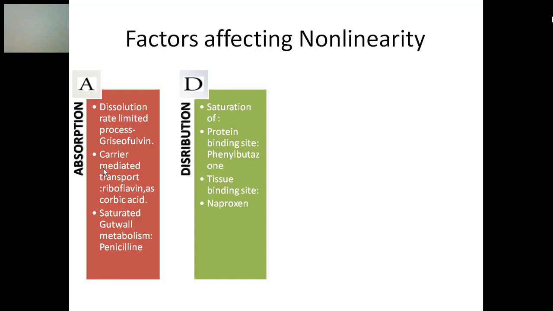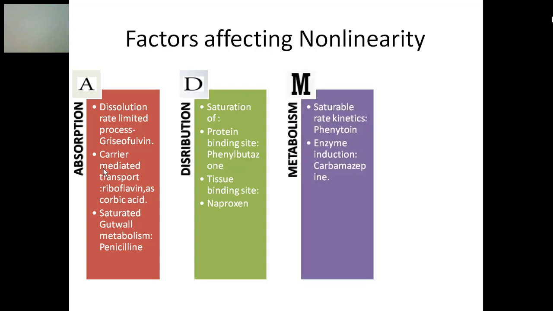Next, the metabolism process. The main thing which gets affected, firstly, is saturable rate kinetics due to capacity limited metabolism, example phenytoin, which affects the hepatic clearance, and it gets reduced in this process. On the other hand, enzyme induction, where the process may get saturated, example carbamazepine, results in an increase of the hepatic clearance.